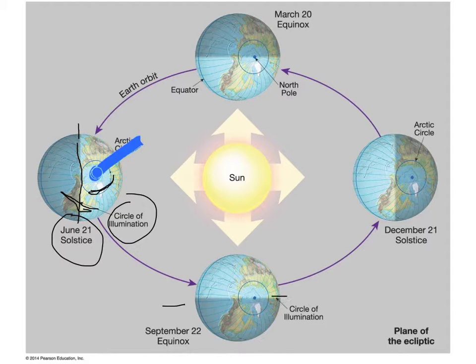You look at the circle of illumination, it's cutting the Earth in half. So 12 hours of daylight, 12 hours of nighttime. And then move again to December 21st, which is our winter solstice.